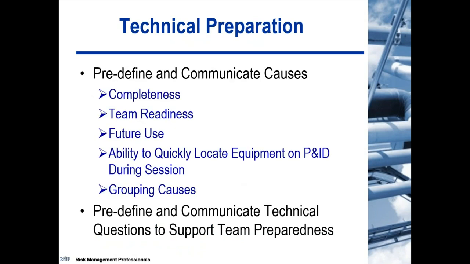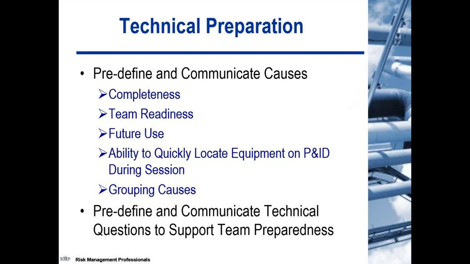Technical preparation. As you go through, you want to make sure that you have predefined causes and that you can communicate those causes efficiently and effectively to the team during the PHA. This includes completeness, team readiness, and future use. You've got to remember, when you're going through and doing a HAZOP, that your document at the end of the day is usable by outsiders and will still be usable within 5 years. So you want to make sure that you have causes identified with PNIDs, hopefully, and you can clearly identify what your initiating event is, and then delineate the consequences associated with it, and just make sure that the documentation is usable at the end of the day. So that's not any different.